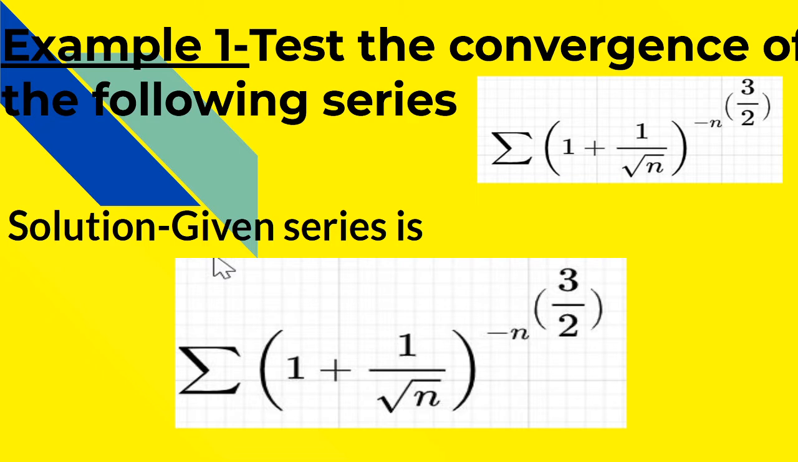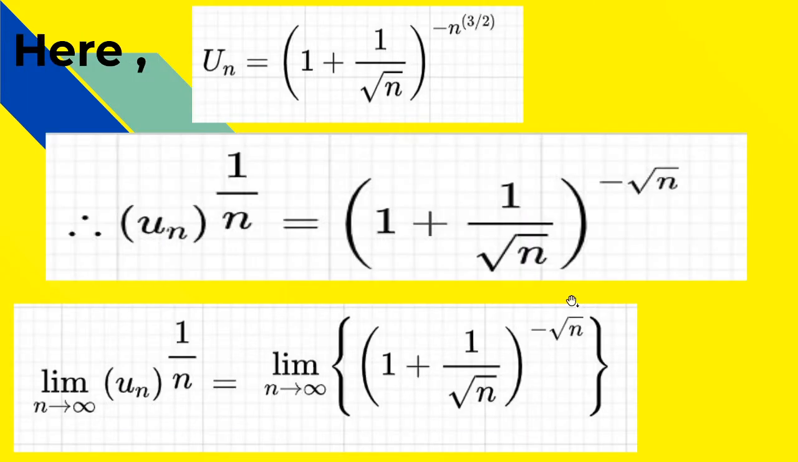See the first example. Test the convergence of the following series: summation 1 plus 1 upon root n bracket raised to minus n raised to 3 by 2. Here the given series is summation 1 plus 1 upon root n bracket raised to minus n raised to 3 by 2. Let the given series be un. Now consider un raised to 1 upon n, and therefore un raised to 1 upon n is equal to 1 plus 1 upon root n bracket raised to minus root n.